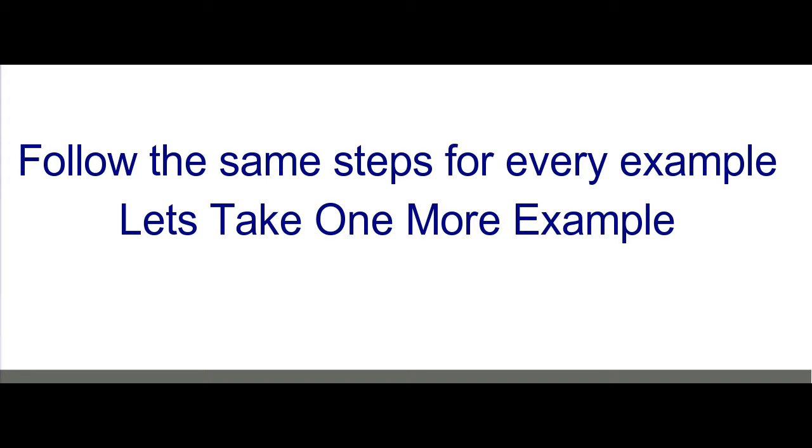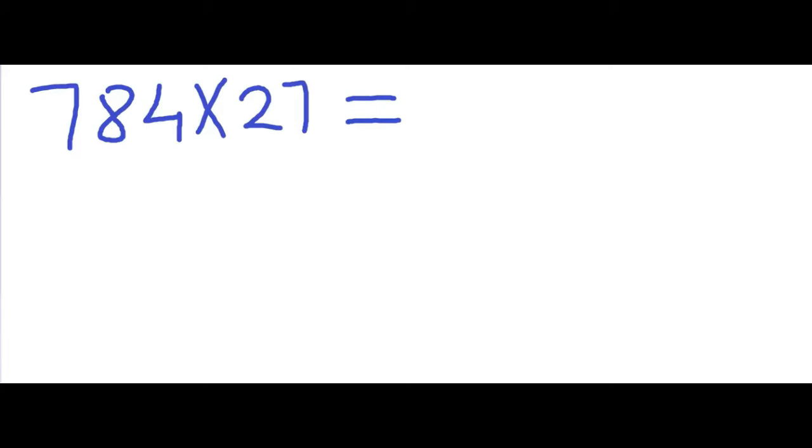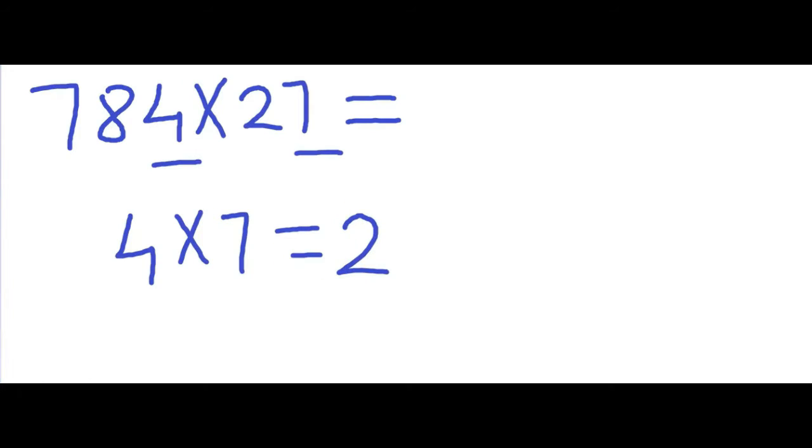So let's take one more example to understand it in a better way. Take 784 into 27. So in the first step we will multiply the numbers 4 into 7. 4 into 7 is 28. Write this 8 in the answer and take this 2 as a carry for the next step.